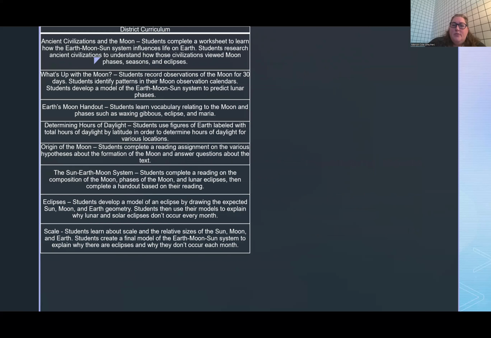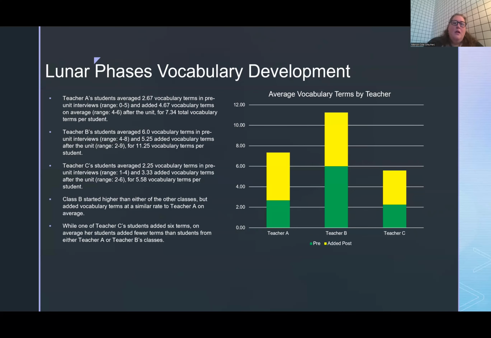So this is the unit the district used. It's shorter than the unit we use. It's also a lot more of a typical unit where instead of learning things in context through inquiry, there's a lot of stuff where students will take notes and then they'll do an activity with it. They might do a lab, then they move on to the next topic. Teachers A and B used real and teacher C used the district curriculum.